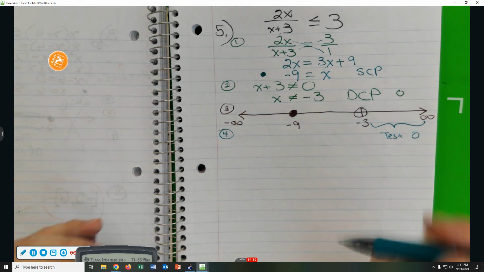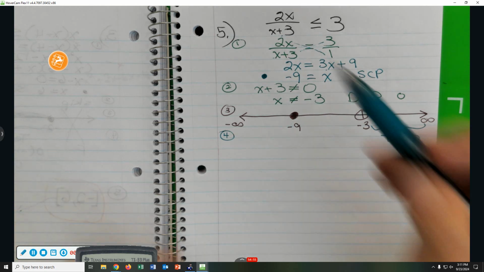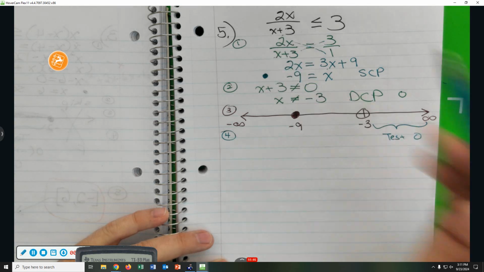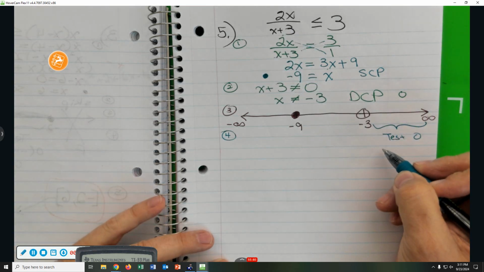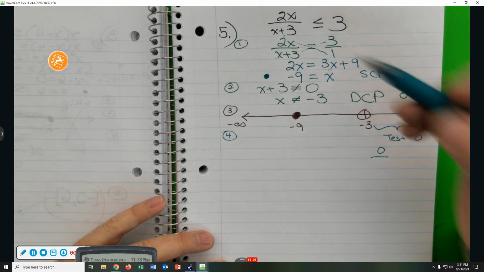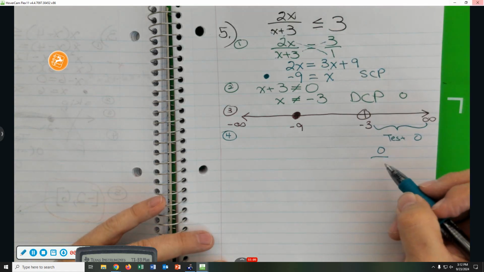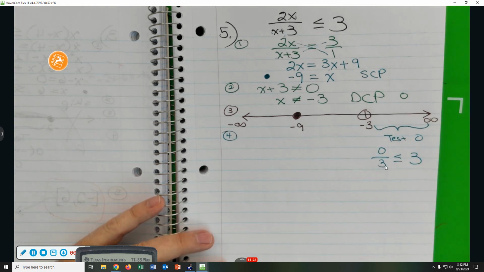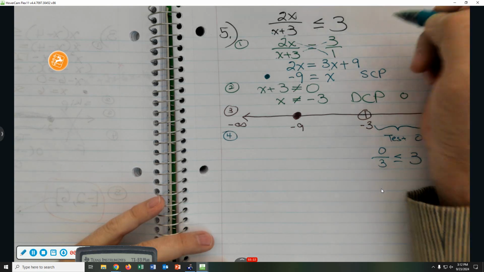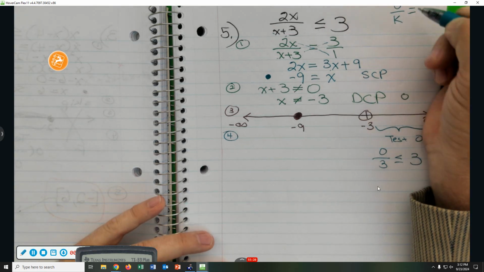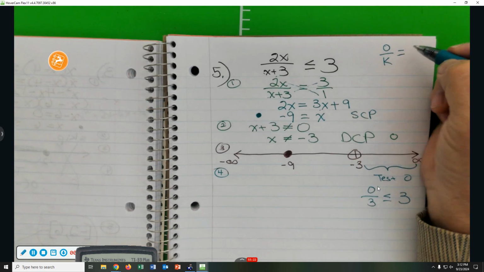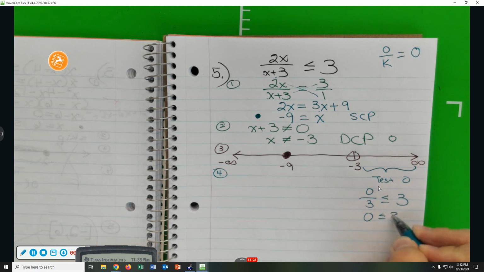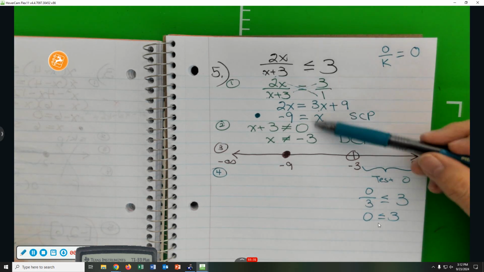That's right. And so we're testing 0. Let's plug in 0 into the original inequality. 2 times 0 is 0, divided by 0 plus 3, is less than or equal to 3. 0 divided by 3 is 0. Remember, 0 divided by a non-zero constant is 0. It's okay to have 0 on top. That's equal to 0. You can't have a 0 on the bottom.